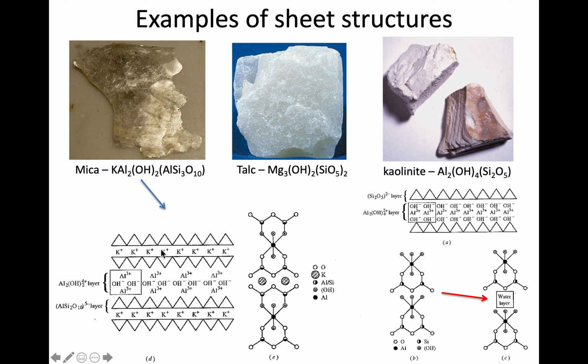In essence, we have some type of layered structure. This one has potassium in the middle, and this one also has a hydroxyl group in the middle. The same thing we can have on these other structures. Here we can actually have water form in between the layers, but they all have a layered structure with planes in between.